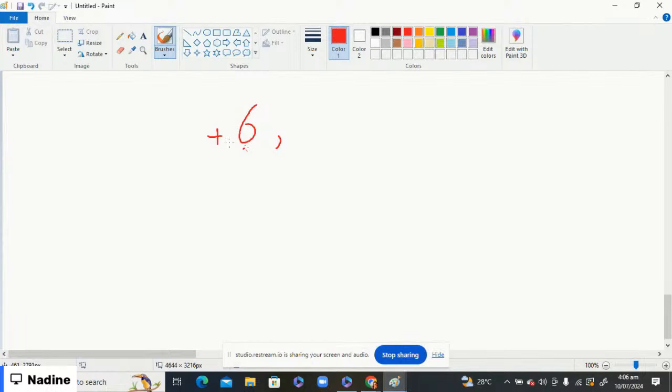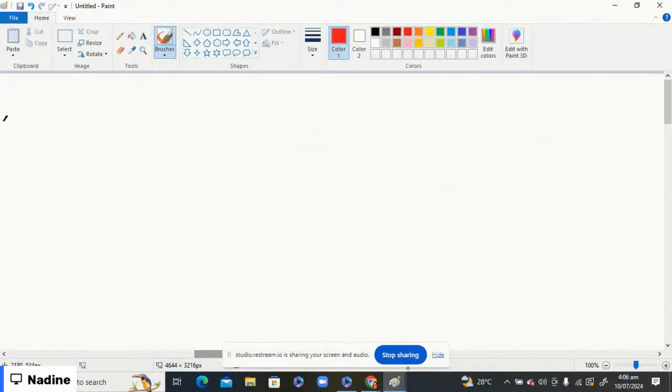You can also write this as plus 6 or 6, in any way that you want. But for the negative integers, you must put the sign with it. Otherwise, we consider that if 6 is written, it means a positive integer. When there is negative 6, we can say that this is a negative integer. This is basically the main difference.